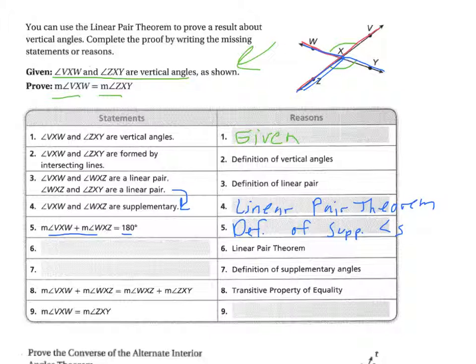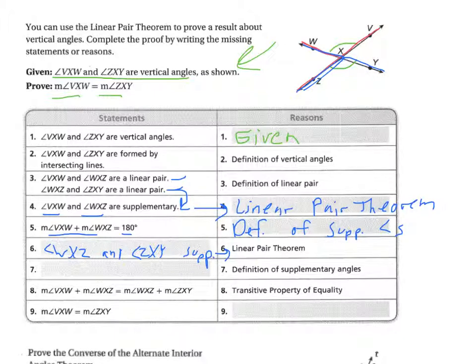Now notice the next one says linear pair theorem as our reason. What are we going to say? Well, we have two things that are linear pairs. Therefore, we're going to have two things that are supplementary. So not only are VXW and WXZ supplementary, but angle WXZ and angle ZXY are also supplementary. And that would be, again, the same thing, linear pair theorem. If they're a linear pair, then they're supplementary.